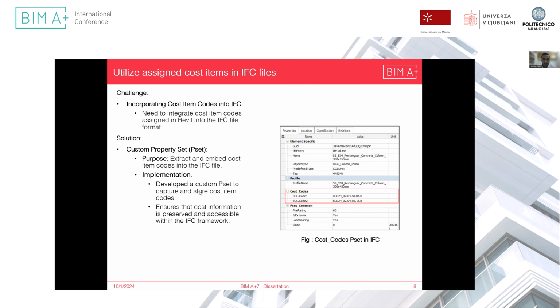Once we have these cost codes inside our Revit elements, then the major task was to extract these into an IFC file. So for this, what we did is we created a custom property set. So we extract and embed the cost item codes into an IFC file, which can then be visualized in any IFC viewer. For now, it's in BIM Vision.